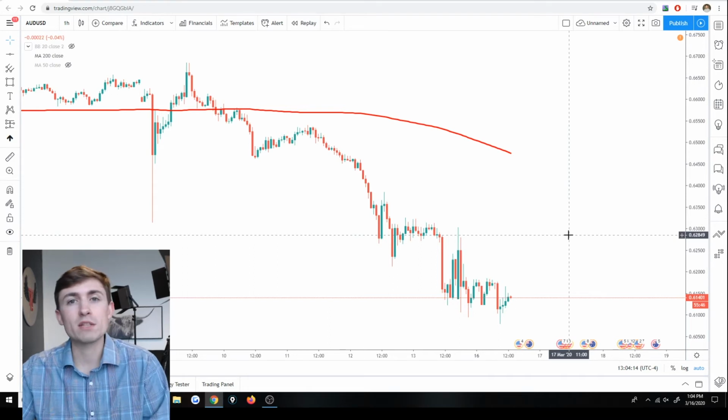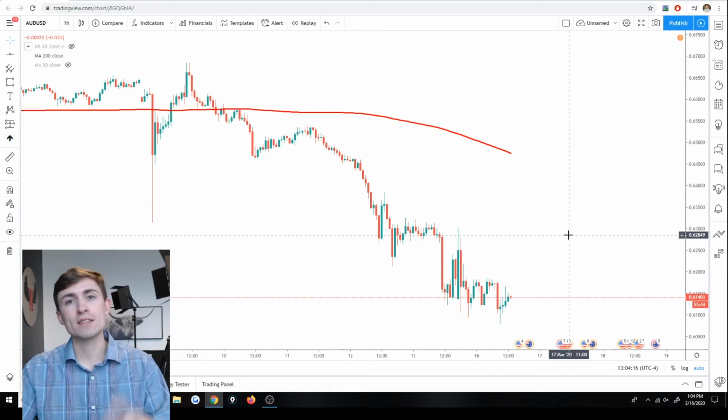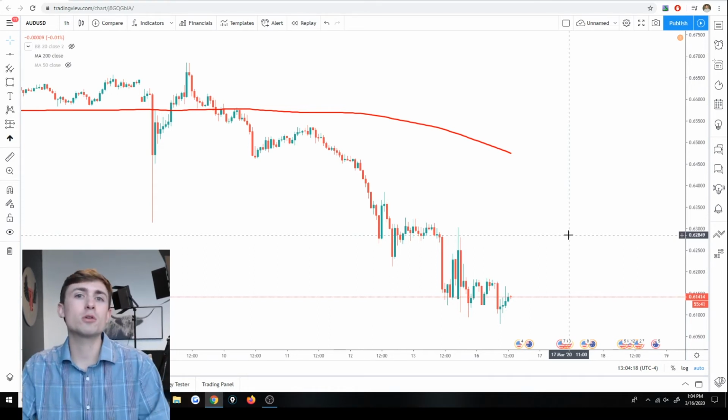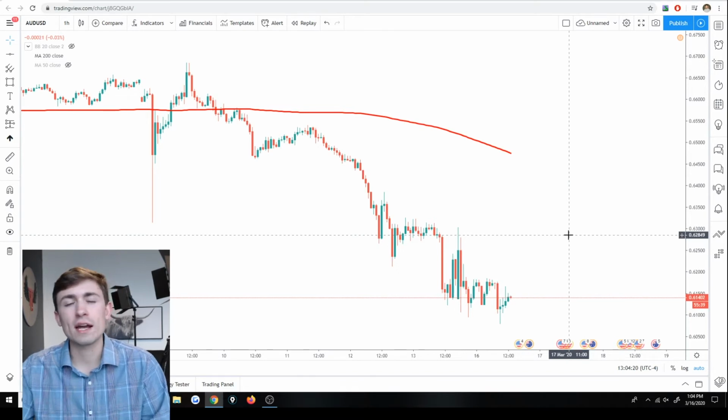We know that risk management is so very important. And so what I'm going to do today is share with you guys a free tool that you can use that's basically going to help you find the right lot size to use for your account based on your own personal risk preference.